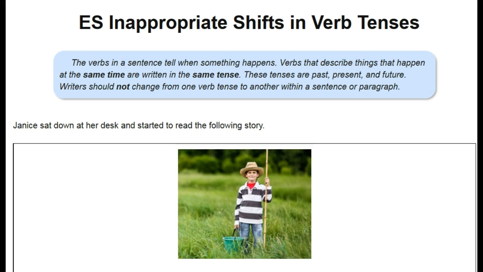Inappropriate shifts in verb tenses. The verbs in a sentence tell when something happens. Verbs that describe things that happen at the same time are written in the same tense. These tenses are past, present, and future. Writers should not change from one verb tense to another within a sentence or paragraph.